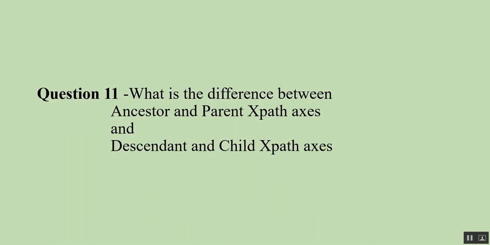Moving on to 11. So there are something called XPath axes. What is the difference between ancestor and parent XPath axes? And similarly, what is the difference between descendant and child XPath axes? There are so many other XPath axes, but I want you to concentrate on all these XPath axes.